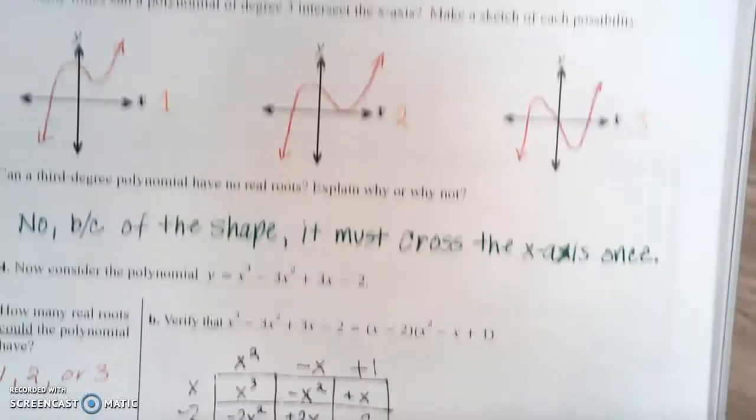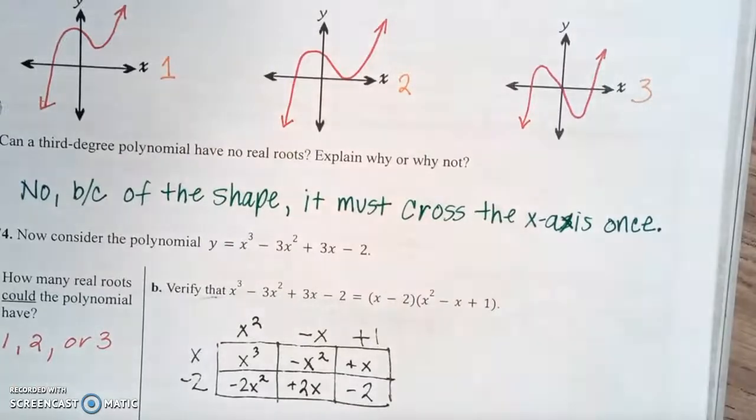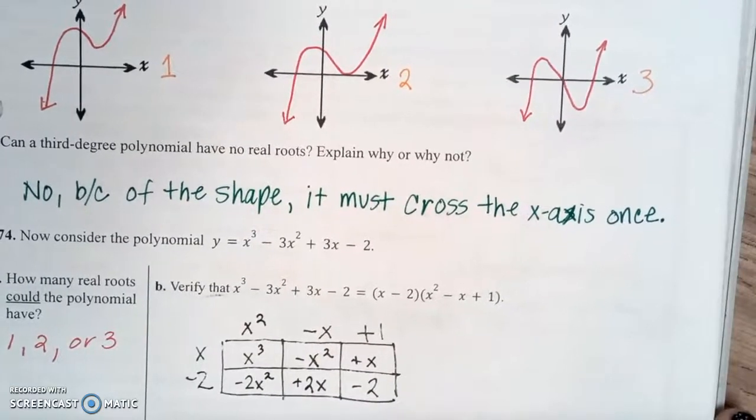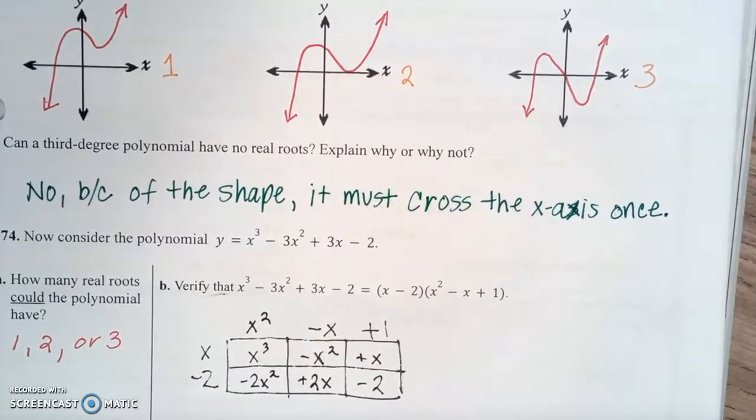Part B says, can a third degree polynomial have no real roots? Explain why or why not. The answer would be no. A polynomial of third degree, because of its shape, has those 3 directions. One of the tails, either the end tail or the beginning tail, is going to have to cross that x-axis at some point, at least once, okay?